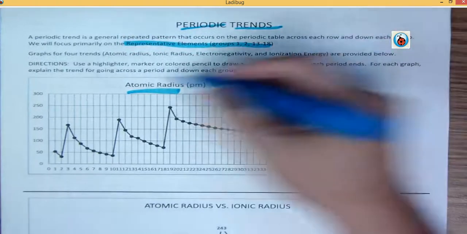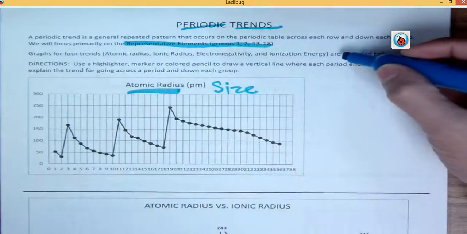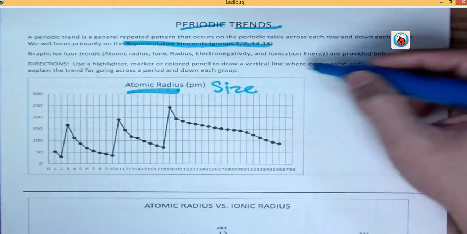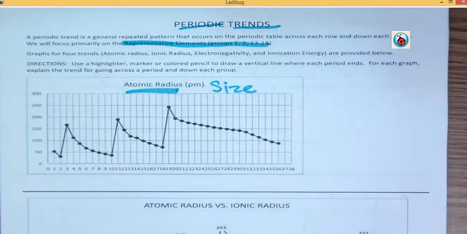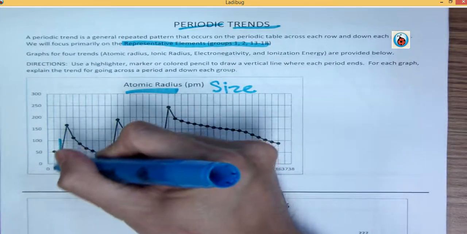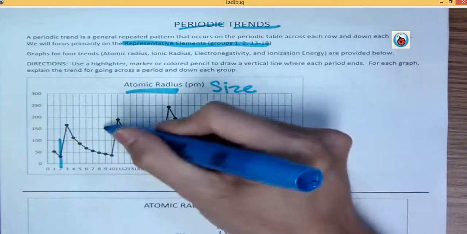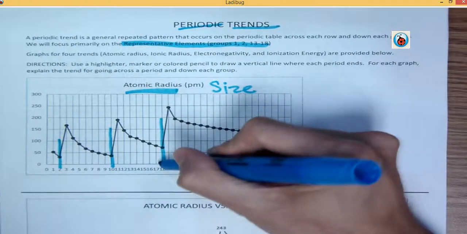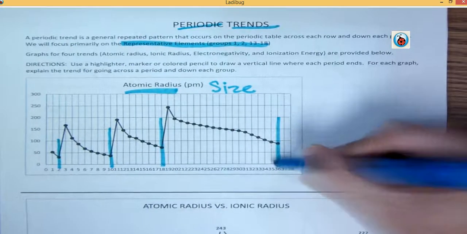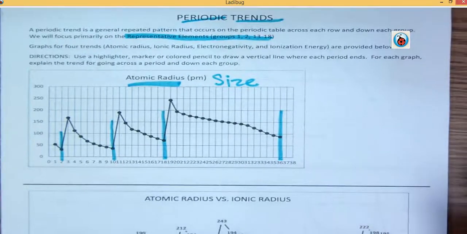And so directions here say use a highlighter, marker, or colored pencil to draw a vertical line where each period ends. The period is the row, where each row ends. So the first row ends on element number 2. The second row ends on element number 10. The third row ends on element number 18. And the fourth row ends on element number 36. You'll do this for every single graph, all 4 graphs. Shouldn't take long, should be fairly quick.